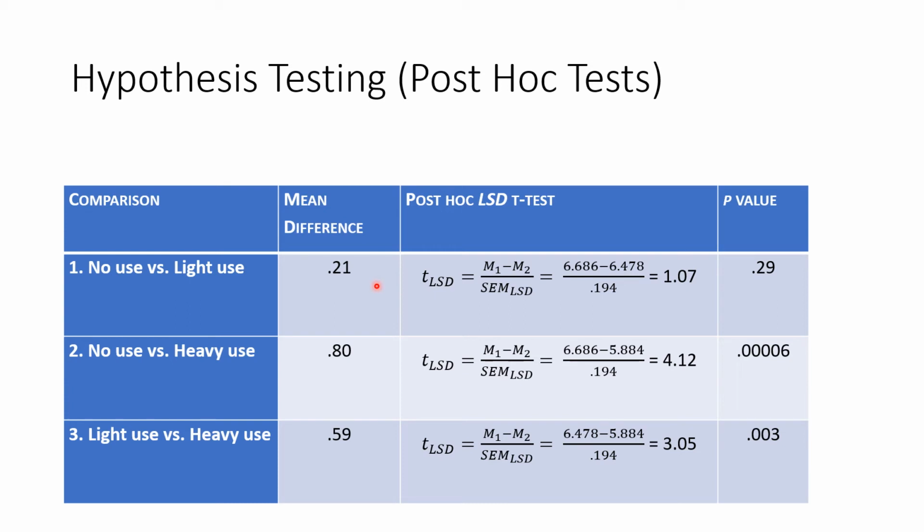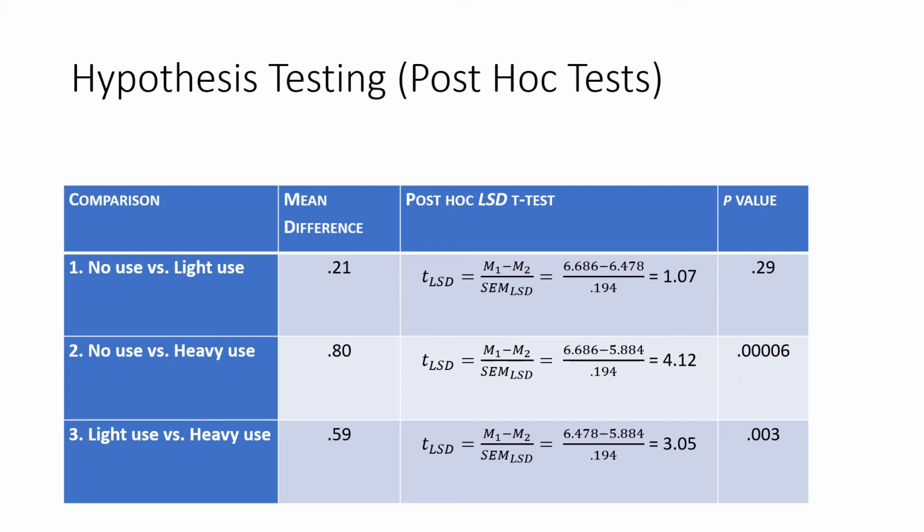So there's no compelling evidence that there is a meaningful difference in sleep between those who have no use for a week versus light social media use for a week. This is not compelling evidence. Then we're going to compare the no use group to the heavy use group. They differed by 0.8 of an hour, and that was a very compelling difference. That's very unlikely to be due to sampling error. Then we compare the light use and the heavy use. They differed by about 0.6 of an hour per night. And again, that is also compelling evidence.